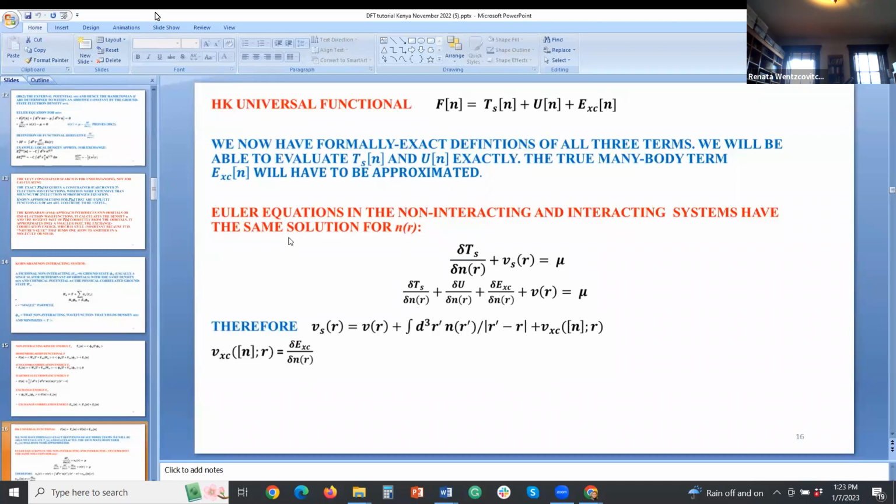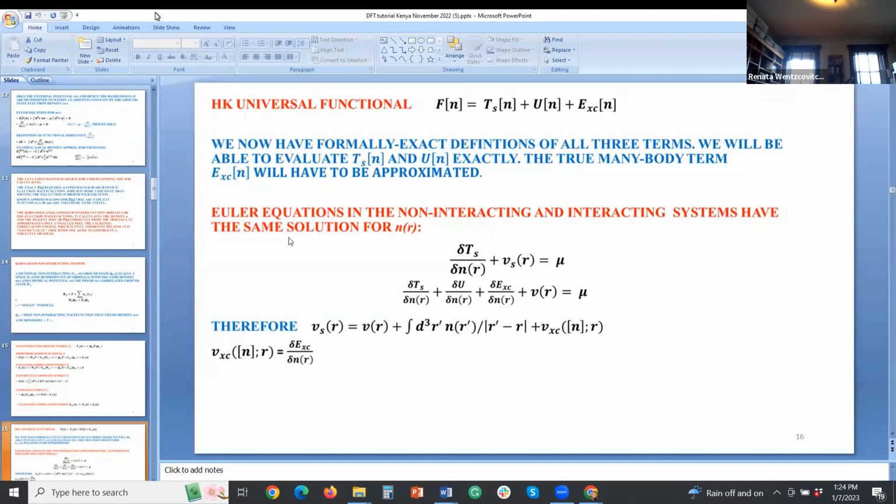same ground state density. And if we write out the Euler equation for that density, there are different equations. The equation in the non-interacting system is the first and simpler one on this page. That involves just ds. And the Euler equation in the interacting system that involves the true external potential V of R is the equation below it. And because these two solutions have to be the same ground state density, these equations have to be the same equation in some sense.